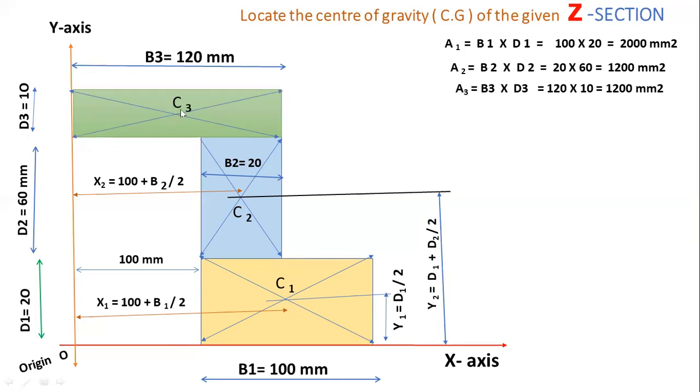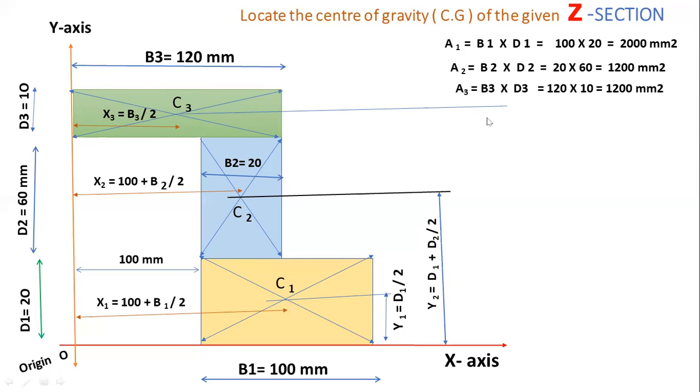Okay, C3 is the centroid of the top rectangle. X3 is the distance of centroid C3 from the y-axis. Here x3 is equal to half of the base of the third rectangle, B3 by 2. B3 equal to 120 by 2 equal to 60 mm. So x3 equal to 60 mm.